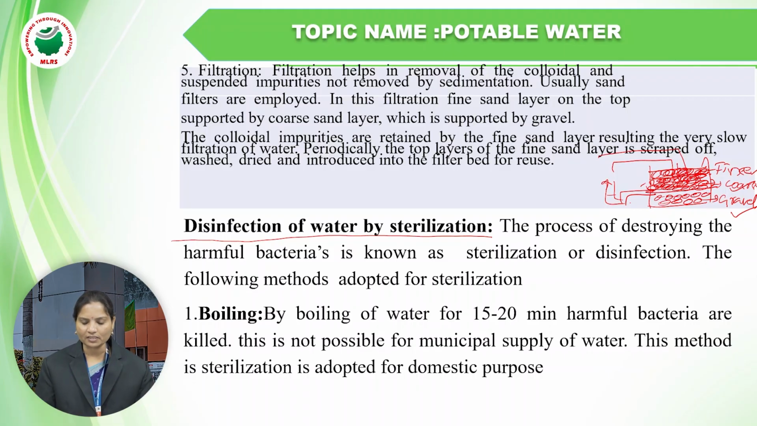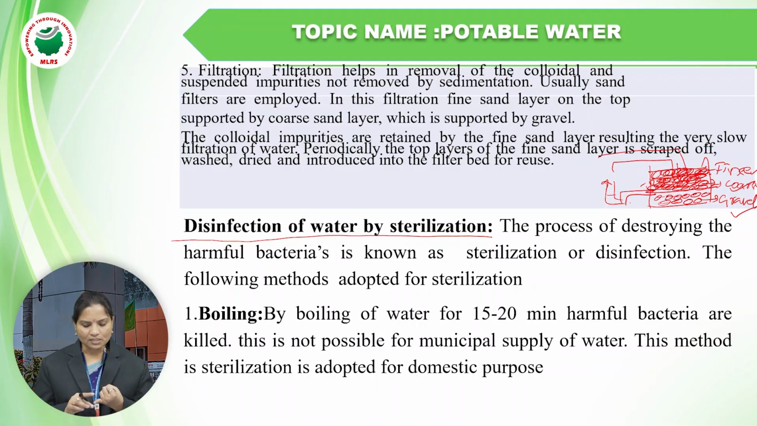In the disinfection process, we destroy, eliminate or kill the harmful pathogenic bacteria. This is nothing but sterilization, also called the disinfection process. In this sterilization or disinfection process, there are many methods. The first one is the boiling process, the second is the ozonization process, and the third is the chlorination process. Depending upon our impurities or bacteria, we have to utilize these three types of methods.